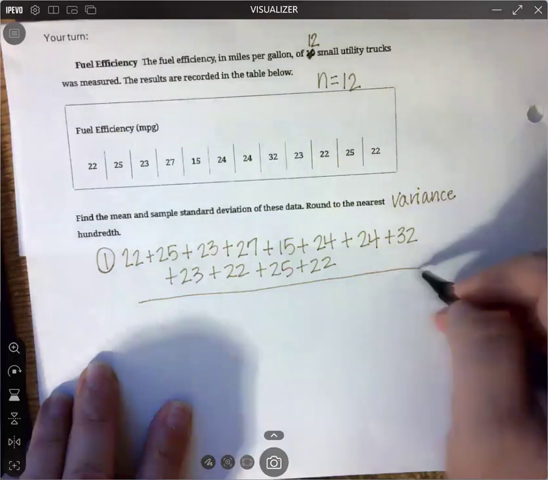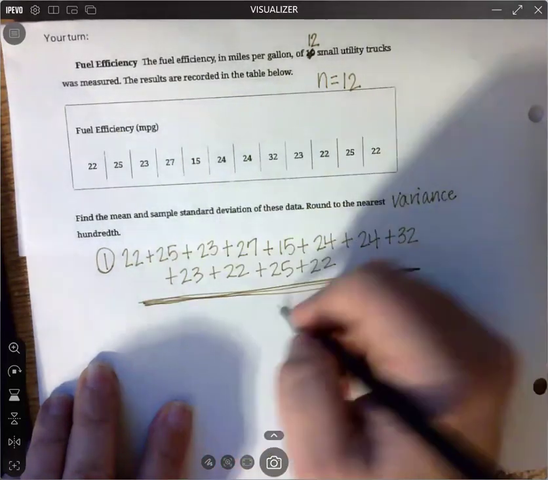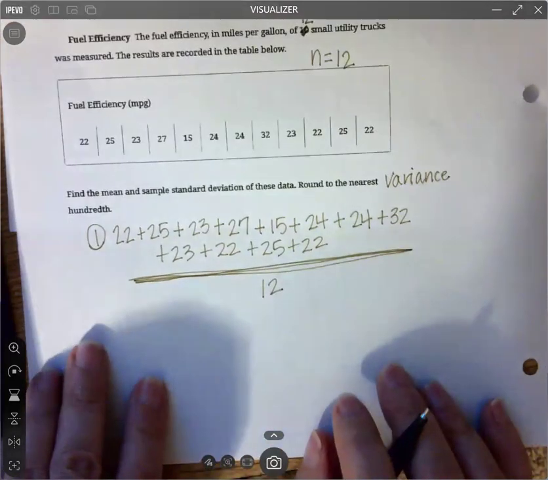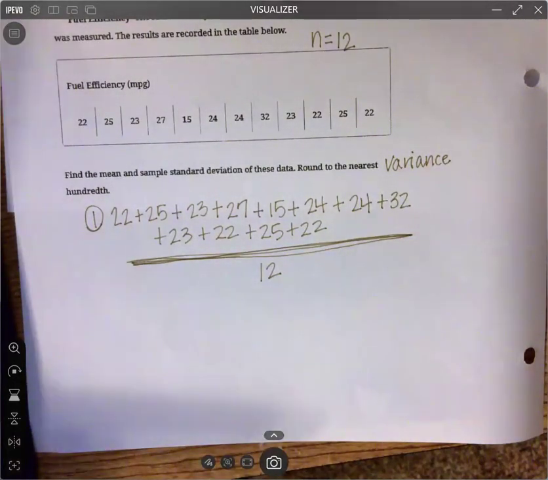For mean, we always divide by n. How many numbers are there? And in this case, there are 12. Okay. Give you just a minute to do that. Pause the video if you need to. I'm going to go ahead and add mine while you're doing it.